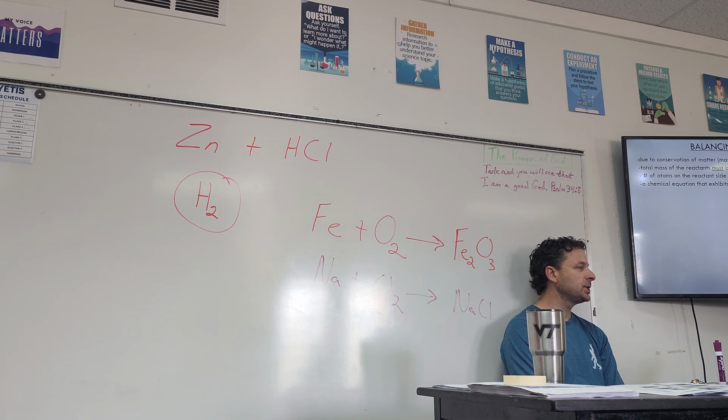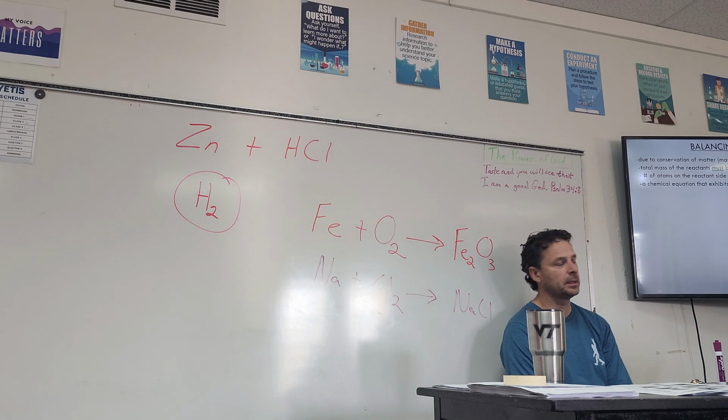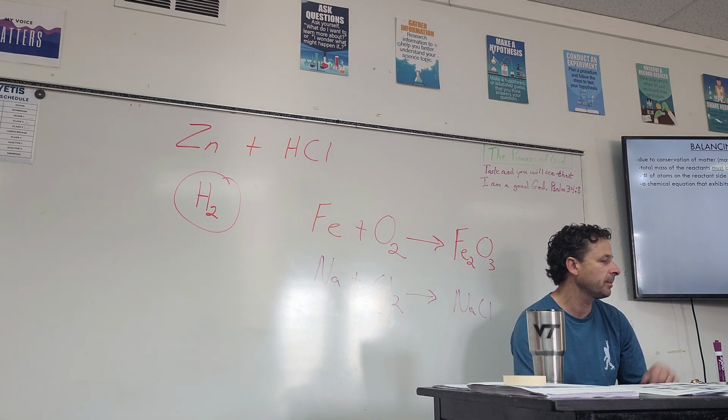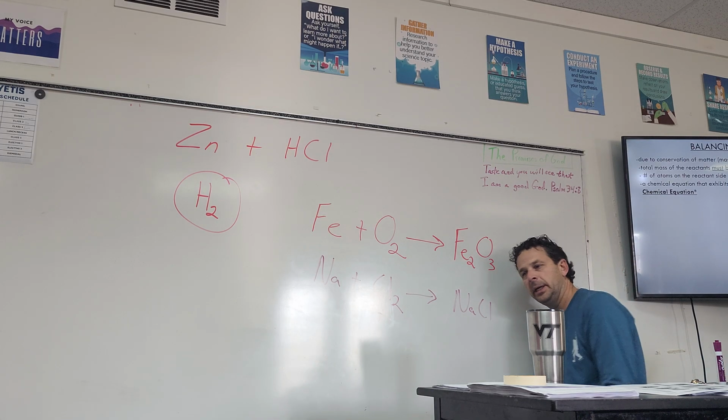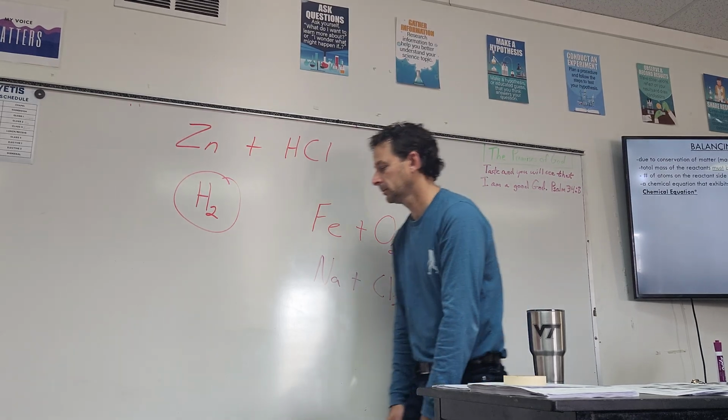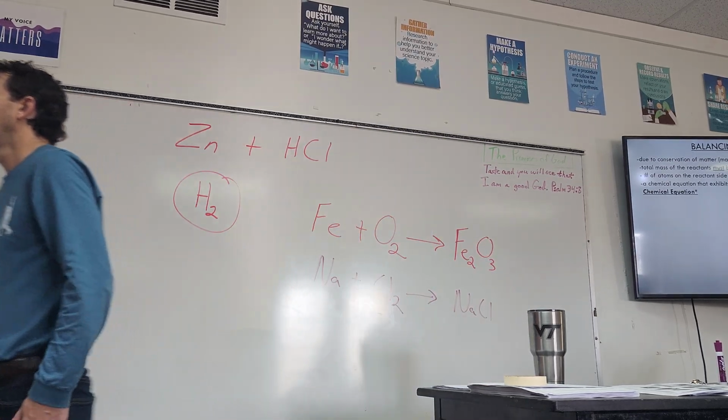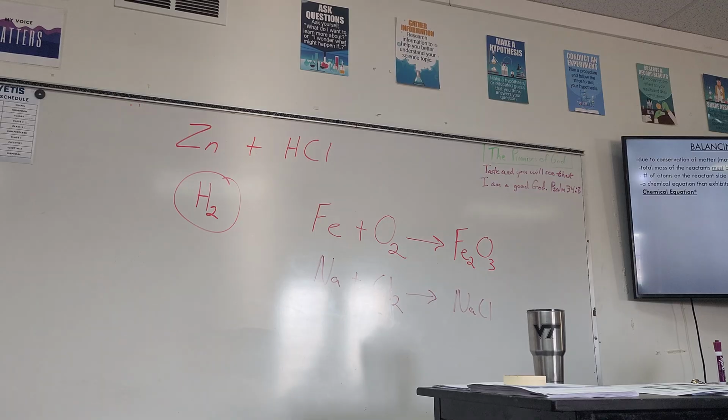A chemical equation that exhibits the law of conservation of matter is called a balanced chemical equation. I can't spell. So many notes. There we go. Problem solved. We added 2 more, 3 more. Keep up, Oliver. Keep up.